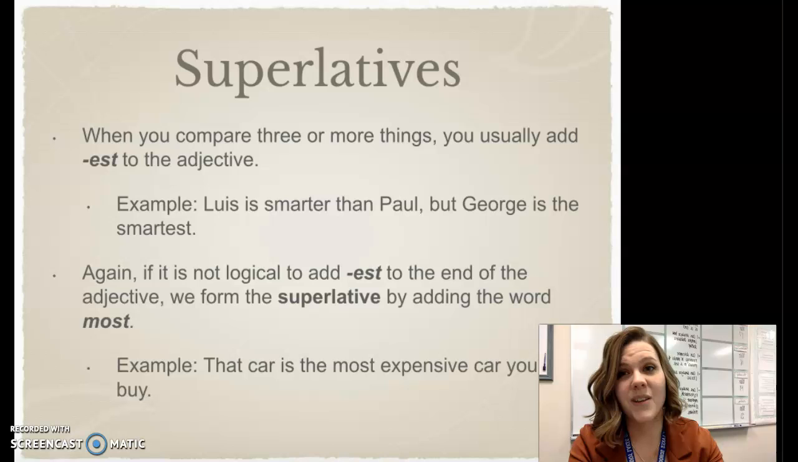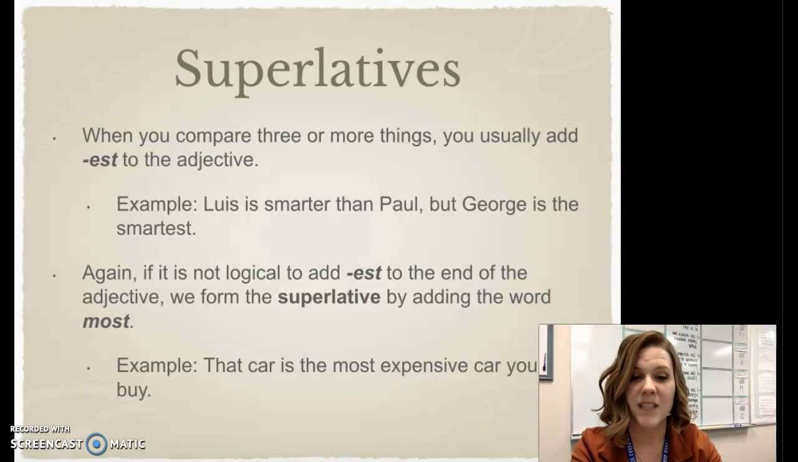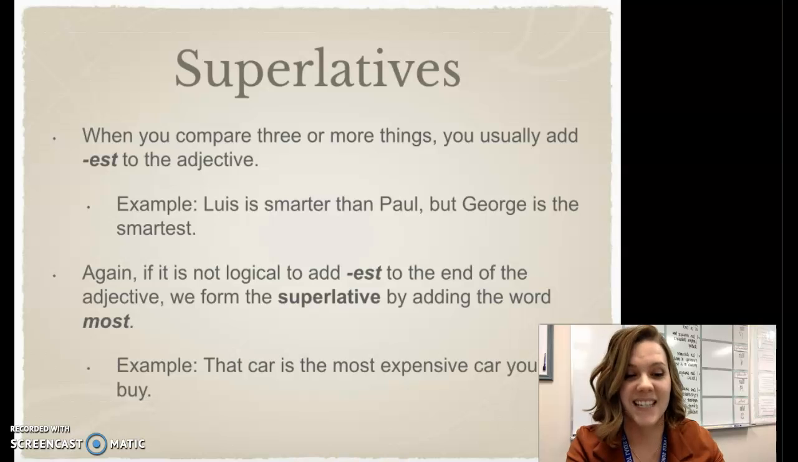Again, though, there's some words where it just doesn't make sense to add est to the end, and if that's the case, I can form the superlative by using the word most instead. We can see this in that last example. It says, that car is the most expensive car you can buy. It wouldn't make sense for us to say that car is the expensivest car you can buy, so we can form that superlative by using most instead.